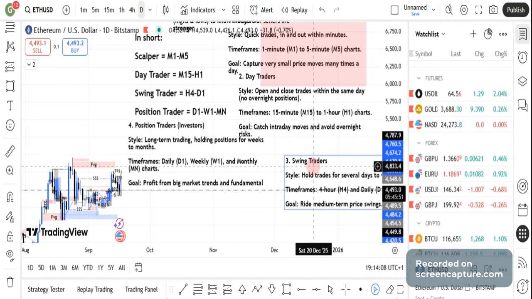So these swing traders, they can hold a trade for several days. They can hold a trade for 2 days, 3 days, even for a week, because they are swing traders. So these swing traders, they work on the higher time frame.